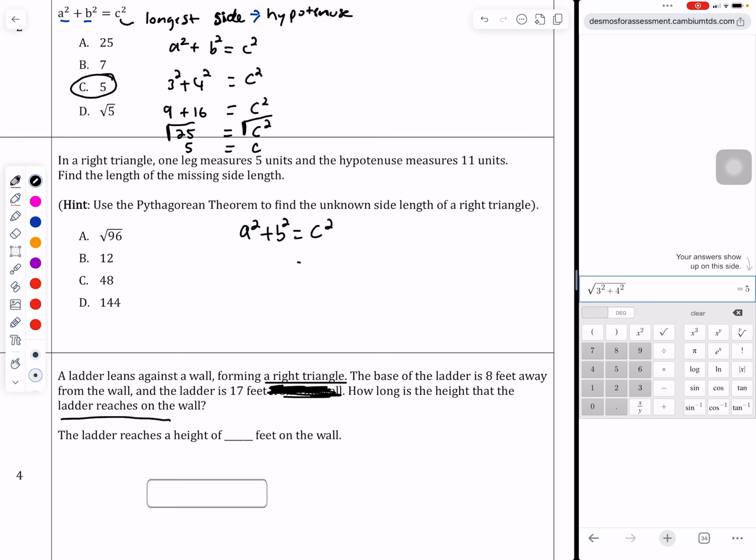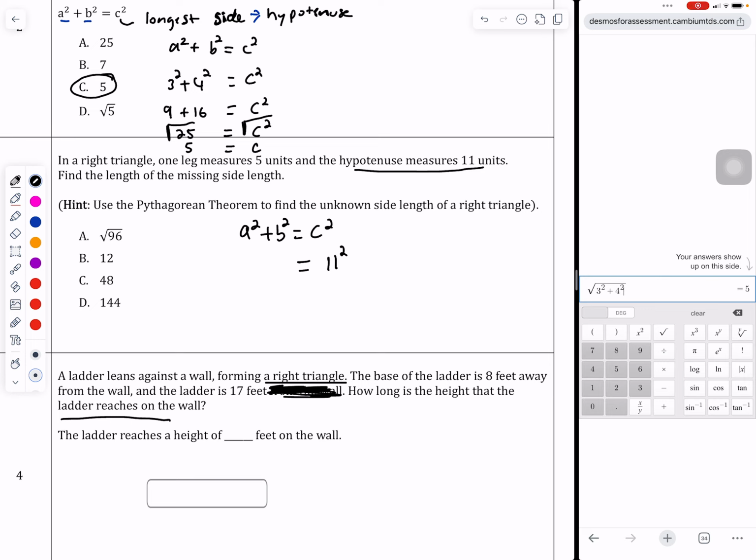Now, I like to start with the hypotenuse. I like to identify the hypotenuse first. The hypotenuse measure is 11 units. So that is my C. So my C is 11 units, 11 to the second power.